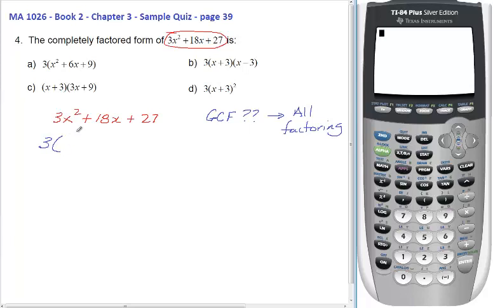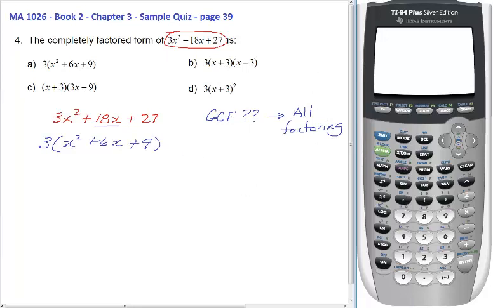So I remove 3. Now removing a GCF is the same as dividing each term by 3. So you divide this by 3. What do you get? 1x squared. So factoring is a form of division. Divide this by 3. What do you get? You get 6x. And divide the last term by 3. What do you get? You get 9. So it's x squared plus 6x plus 9.